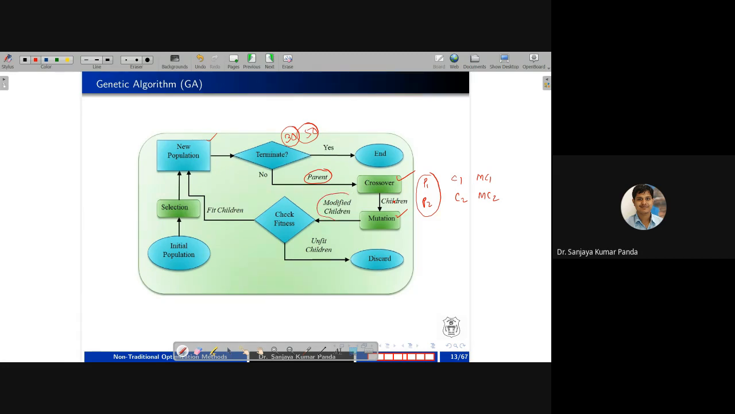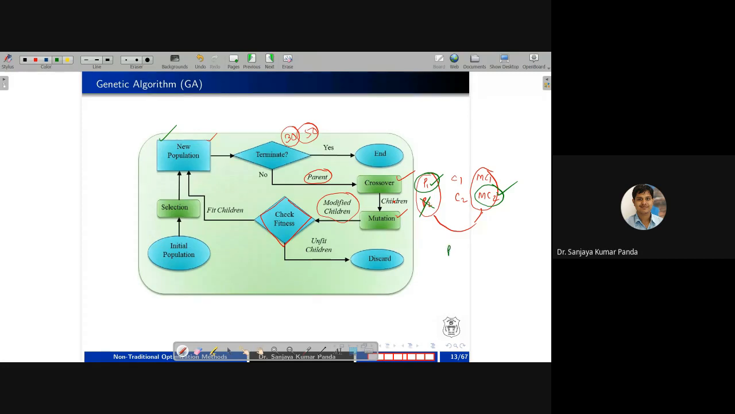Then you have to check the fitness of modified children 1 and modified children 2 with parent 1 and parent 2. That you have to compare, right? Modified children 1 and modified children 2, you have to compare with the parents P1 and P2. So here we are checking the fitness. Let's say parent 1 is giving you good fitness, and modified children 2 is giving good fitness. So these 2 will be stored in the new population. P1 is already there, only modified children 2 is added into the new population by replacing the parent P2.